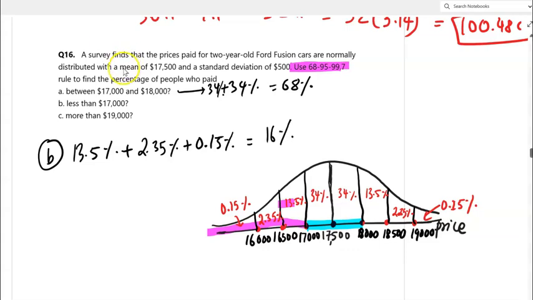Finally, looking for more than 19,000. So 19,000 here, more than is going to be this way. Let me just put this is the more than 19,000. So you see the 0.15%. So this is part C: 0.15%. That's how you answer question number 16.